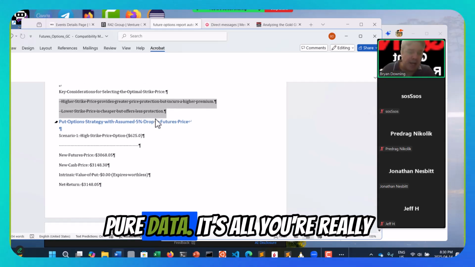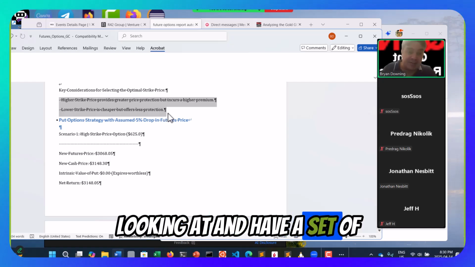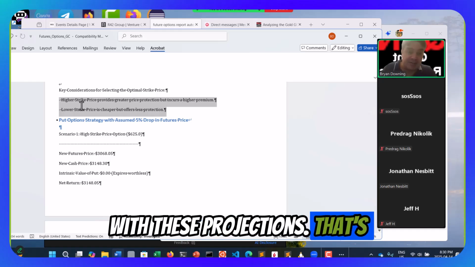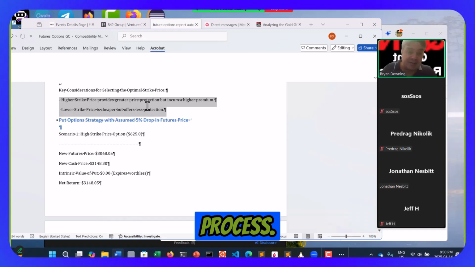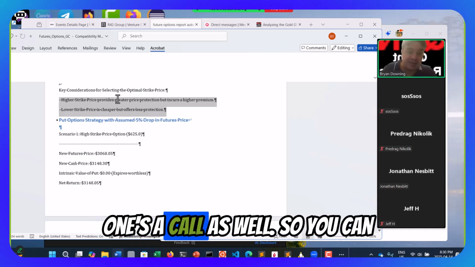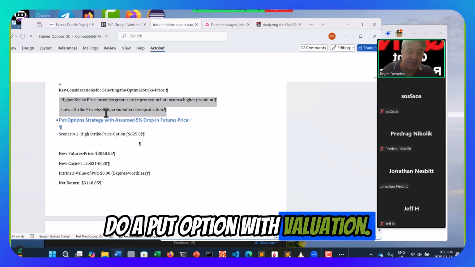And to be honest, this is pure data. It's all you're really looking at, and you have a set of rules to come up with these projections. That's the power of this whole process. Okay, so you can do a put option, as I said. I think this one's a call as well. So you can do a put option evaluation.